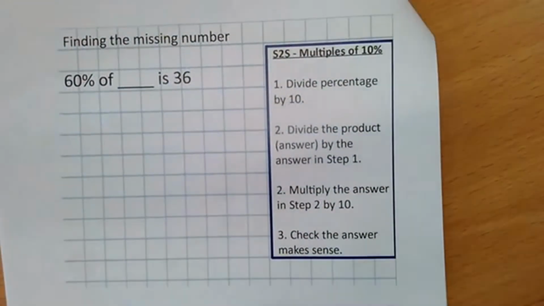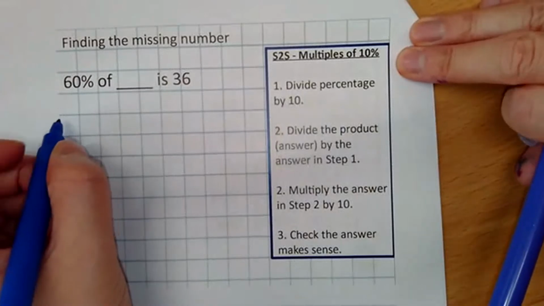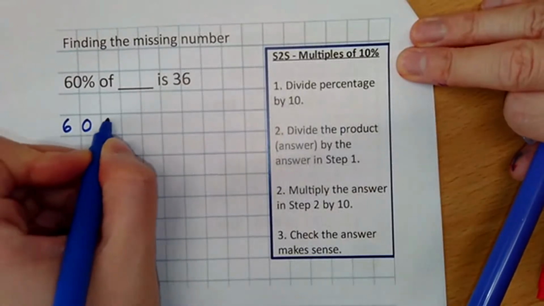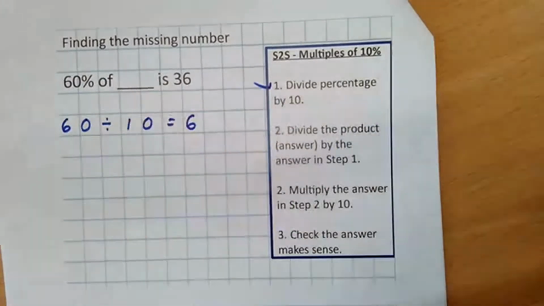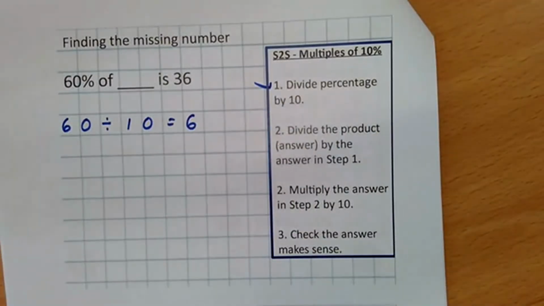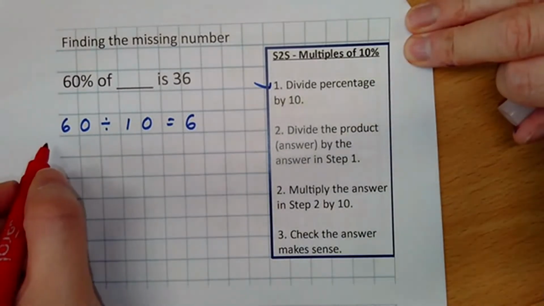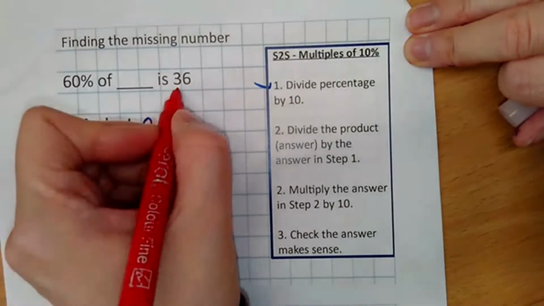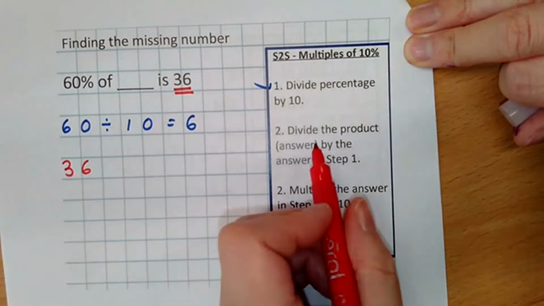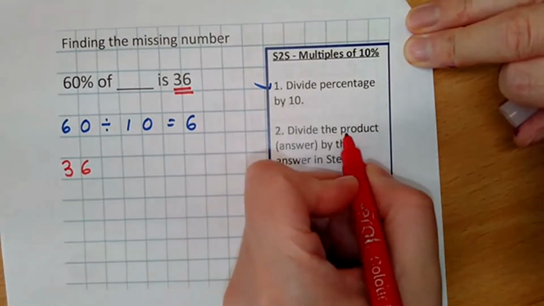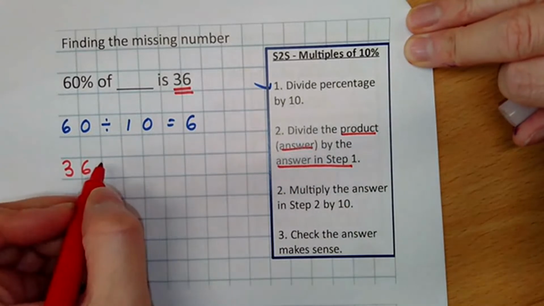Let's try another one. Number 1, divide the percentage by 10. So 60 divided by 10 equals, good. Can you read out the second step for me? Good, so what's the product? What's the answer? 36, good. 36. You need to read it very carefully because we have the product or the answer and then the answer in step 1, which could be confusing.